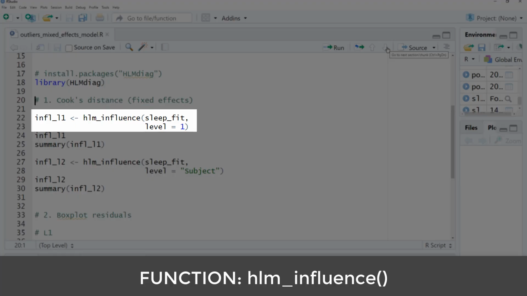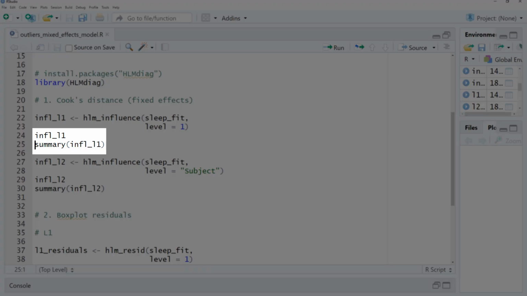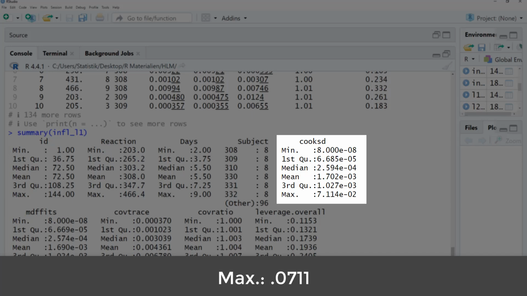First, Cook's distance. For that you can use the nlme influence function. Here is the fit object of our multi-level model, and level equals 1. Here we get a data frame with the different influence measures, and here is the column for Cook's distance. To see whether there are extreme cases, let's look at the extreme values for Cook's distance using the summary function. And the maximum value is 0.07.